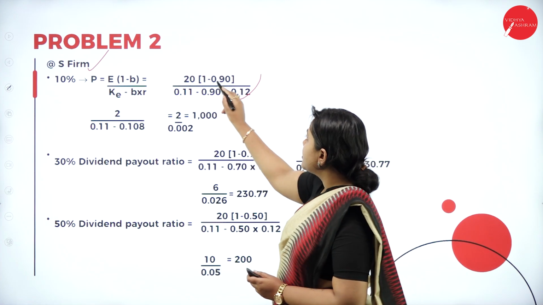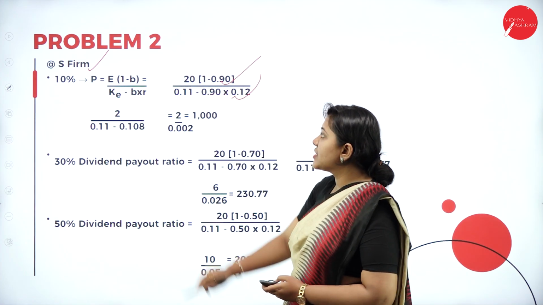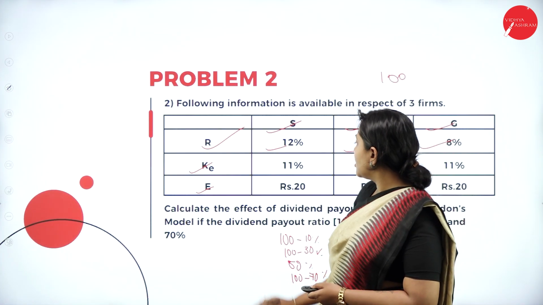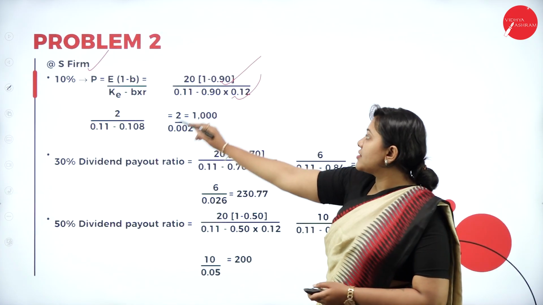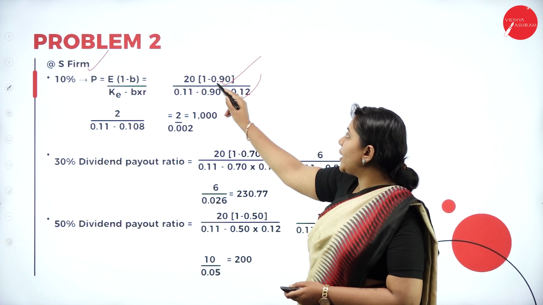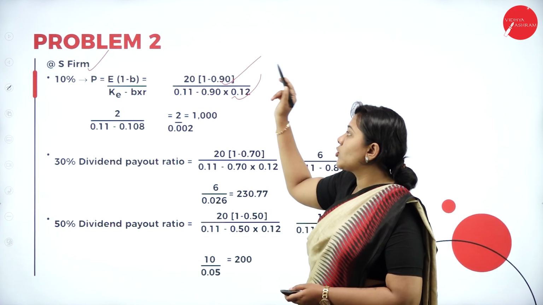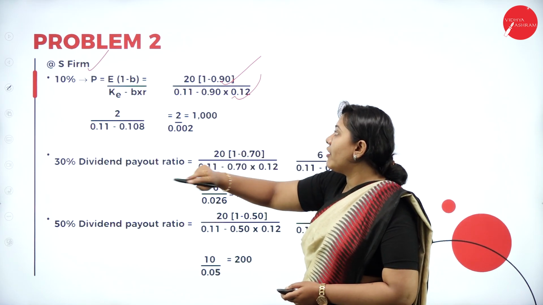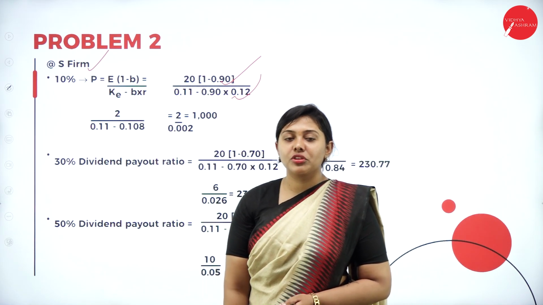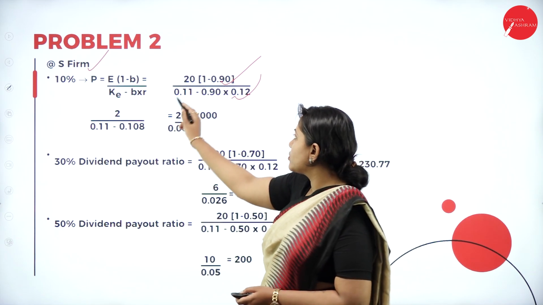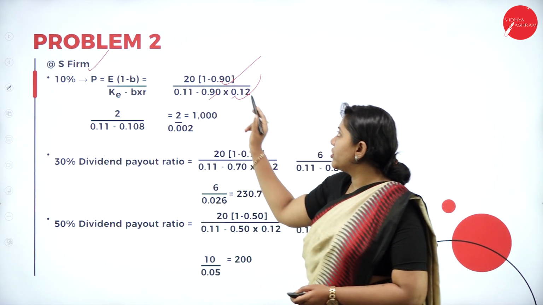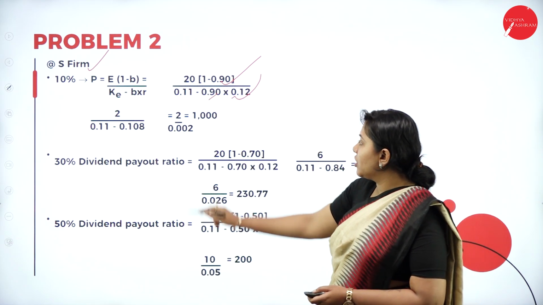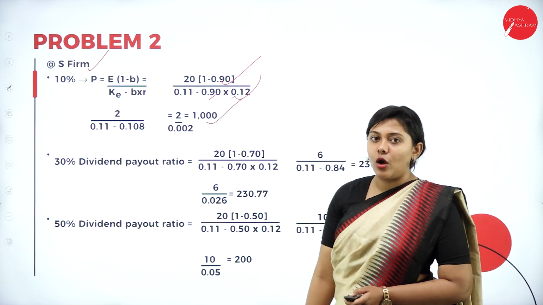That is your retention ratio is, if it is 10% dividend payout ratio, retention ratio will be how much? 90%. So 0.90. 20 is the earning per share. So what is the earning per share? 20 rupees is the earning per share. 1 minus 0.90 is the retention ratio, divided by your capitalization rate is 11%. So 0.11 minus retention ratio into rate of return. The answer you get is 1000.